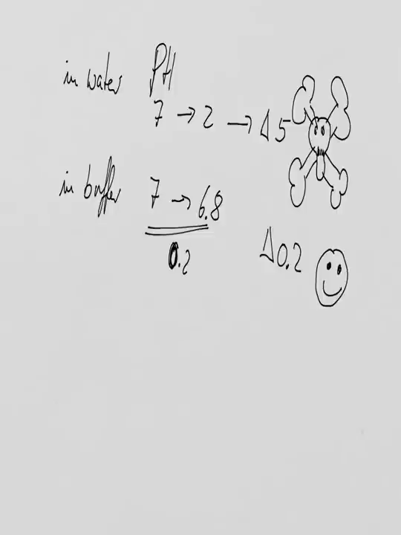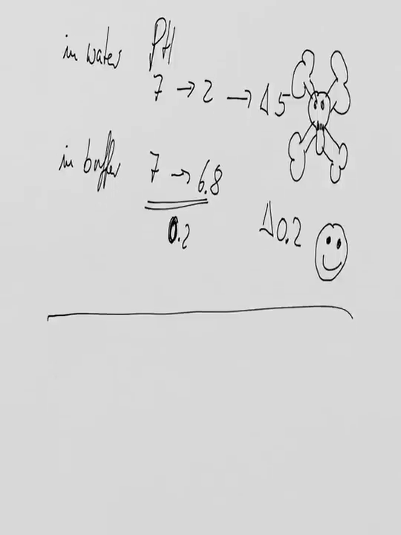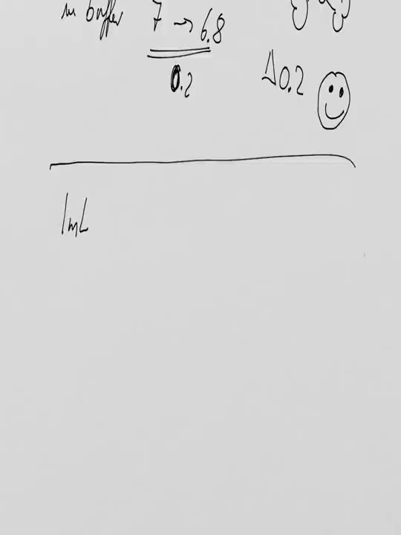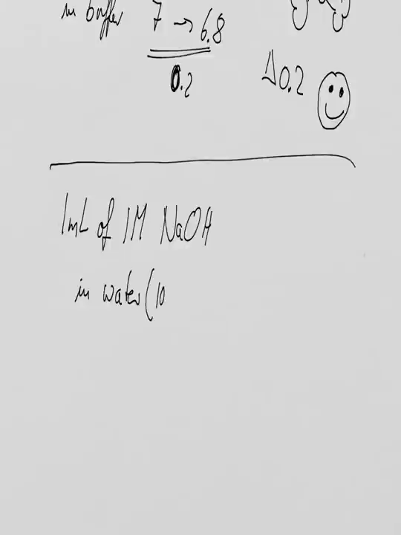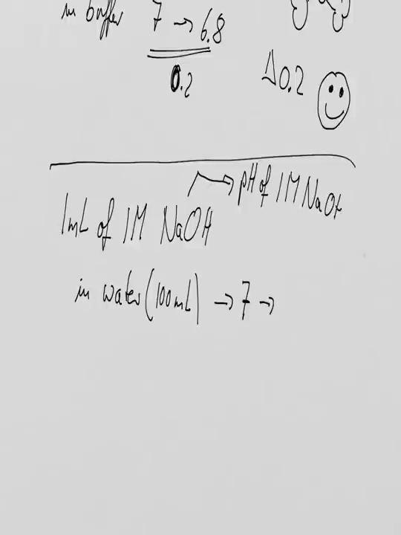You see, buffer is absolutely crucial, and you have now seen how you can actually calculate what happens if we add an acid or a base. Well, actually, we haven't done the base. What would happen if we add 1 milliliter of a 1 molar sodium hydroxide solution? In water, so we have again 100 milliliter, our pH would change from 7 to, so what's the pH of 1 molar NaOH?